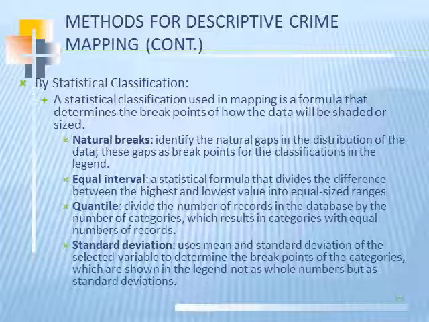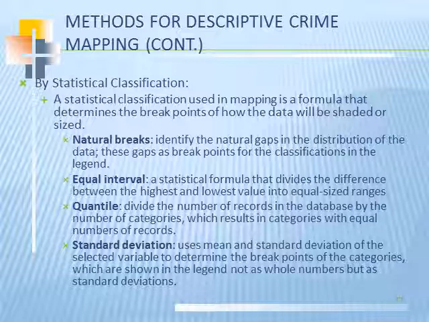In the natural breaks classification, a statistical formula is used to identify the natural break points inherent in the data. Crime analysts often use this classification in their initial examination of problems. In the equal interval classification, a statistical formula is used to divide the difference between the highest and lowest value into equal-sized ranges. This method is best suited to a uniform distribution, where there are similar numbers of incidents in all classes.